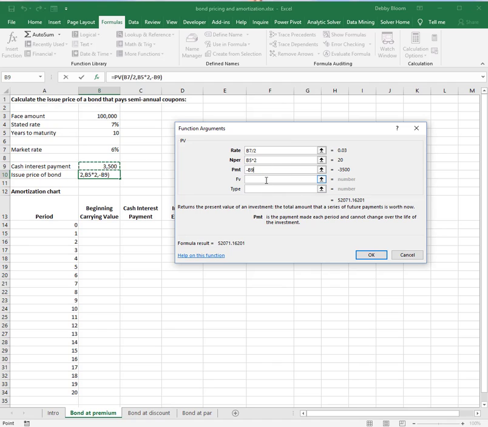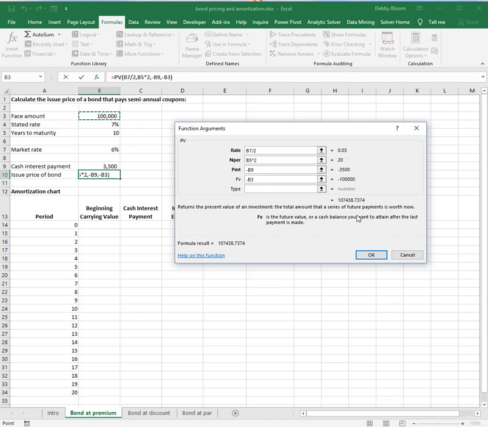Now I'm going to click in the FV box. FV is the future value, or a cash balance you want to attain after the last payment is made. Well, after the last payment of $3,500 is made, the issuing company still owes $100,000. So in the FV box, I'm going to type a negative because this is an amount the issuing company has to pay, and click on cell B3, the face amount of the bond.